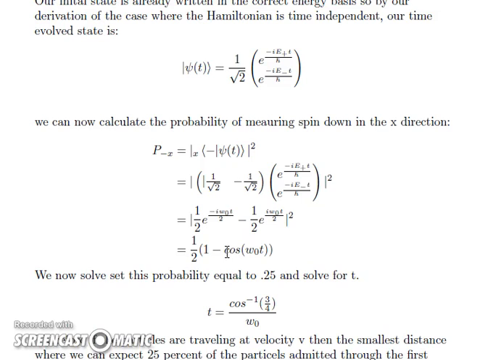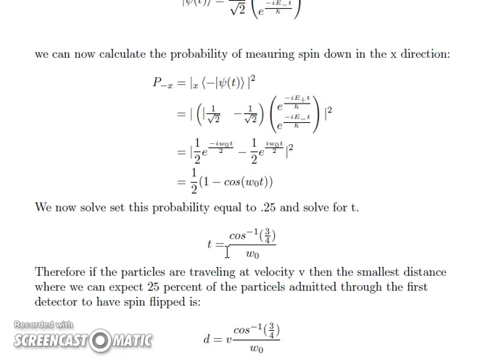So now we want to see how long it'll take for this probability to equal 25%, which corresponds with 50% of the spins emitted by the first detector having been flipped. So we set it equal to 25% and solve for t. We get t is the inverse cosine of 3/4 over w naught, and this is just a real number, and I'm leaving it in exact form just to make our final answer look a little nicer.